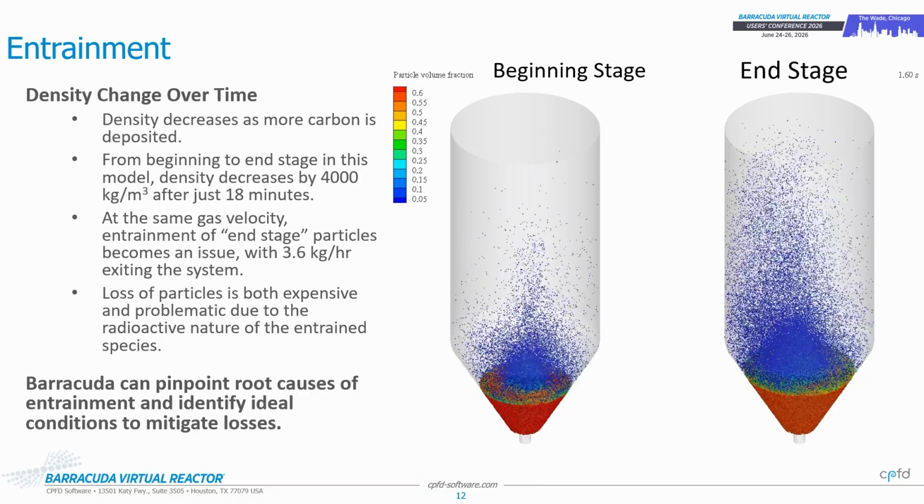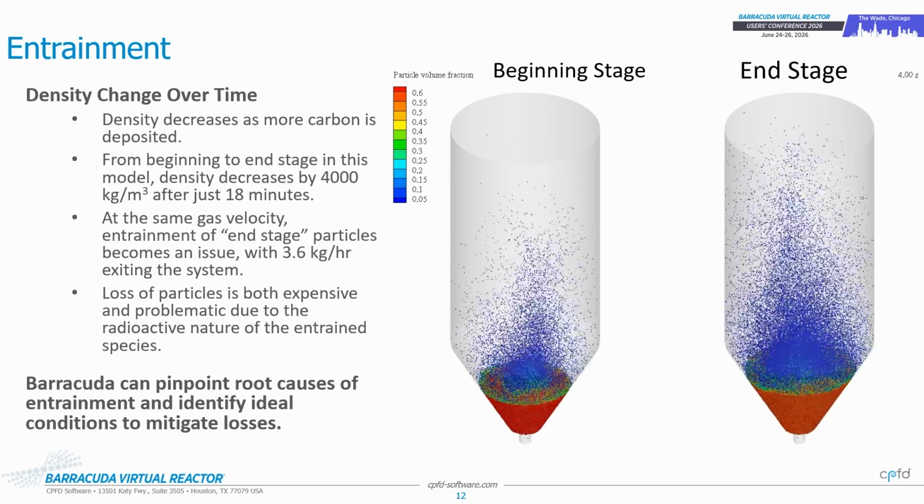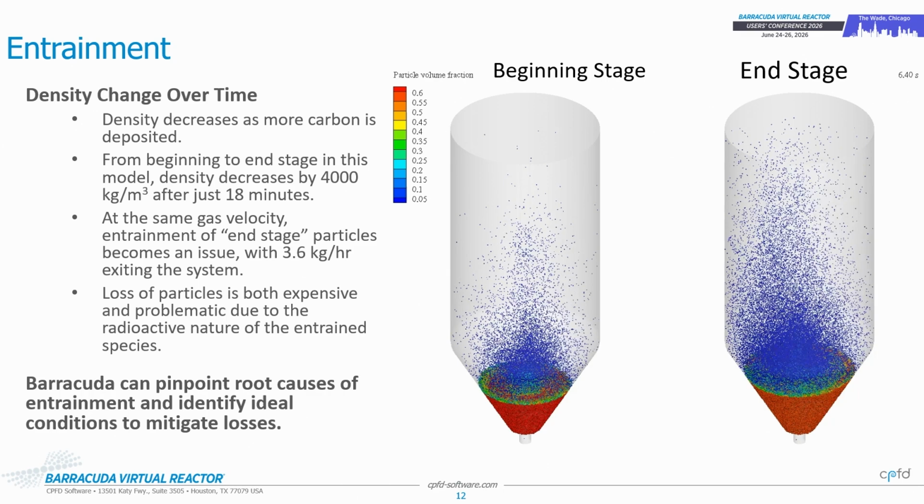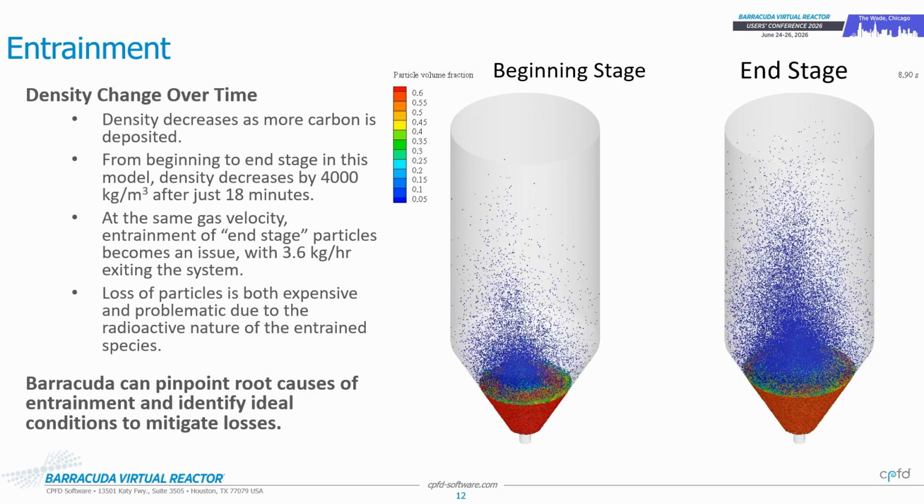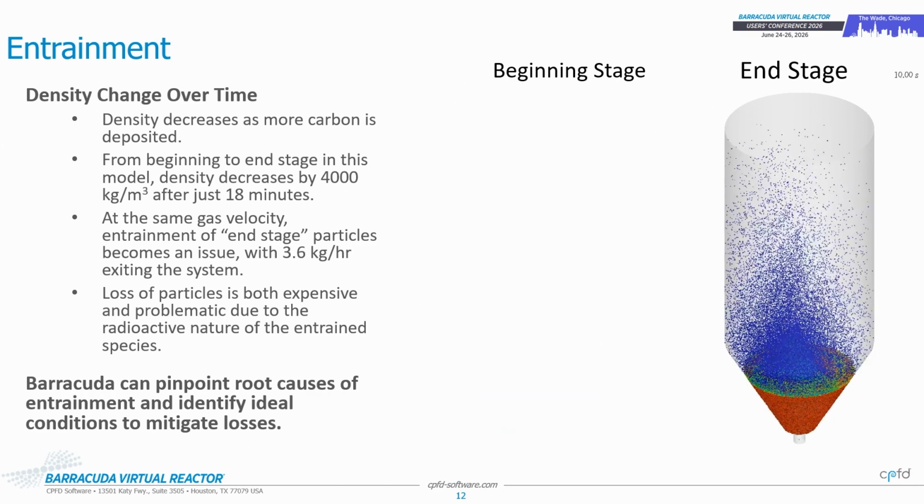So in simulating these two systems, you can see the entrainment from that end stage system is quite a bit higher, and you end up losing about 3.6 kilograms per hour in this end stage at the same condition. So of course, you want to mitigate those losses, and this is another use case for Barracuda. We can pinpoint the root causes of entrainment and identify ideal conditions to mitigate those losses. In the application model, when you download it, you can play around with those conditions and try to see what the best operating conditions are at the end stage.